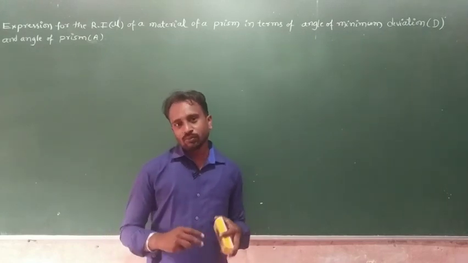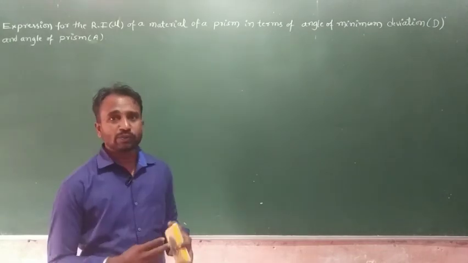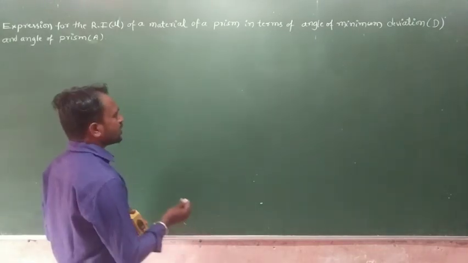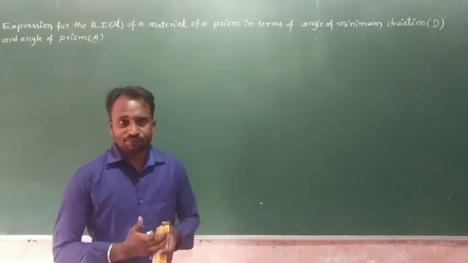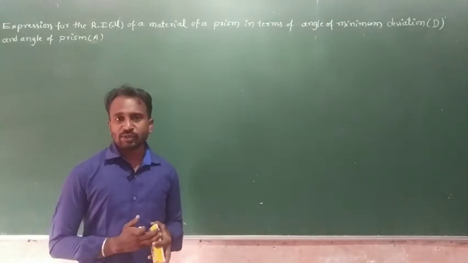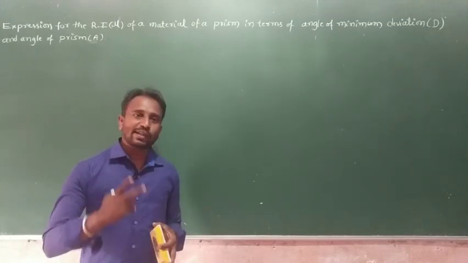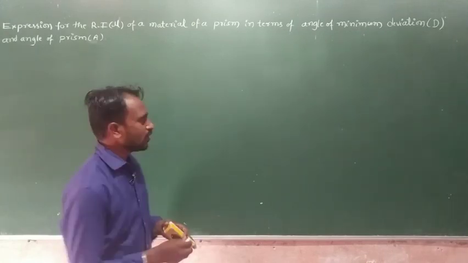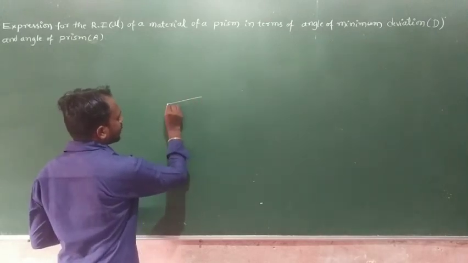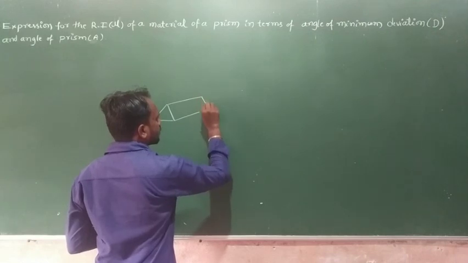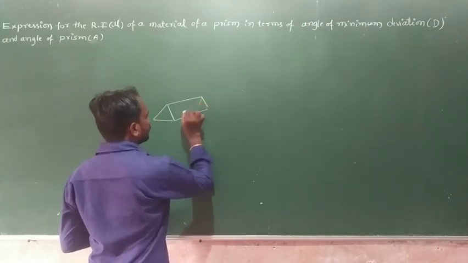Before going to this derivation of the minimum angle of deviation, first we need to know what a prism is. A prism is a homogeneous medium bounded by three rectangular faces and two triangular faces. Here we consider that this one is a prism.